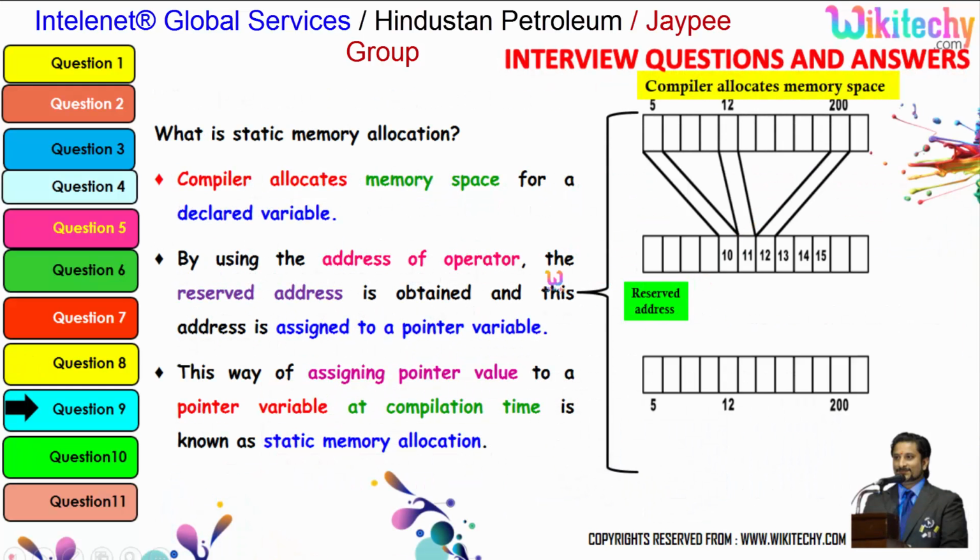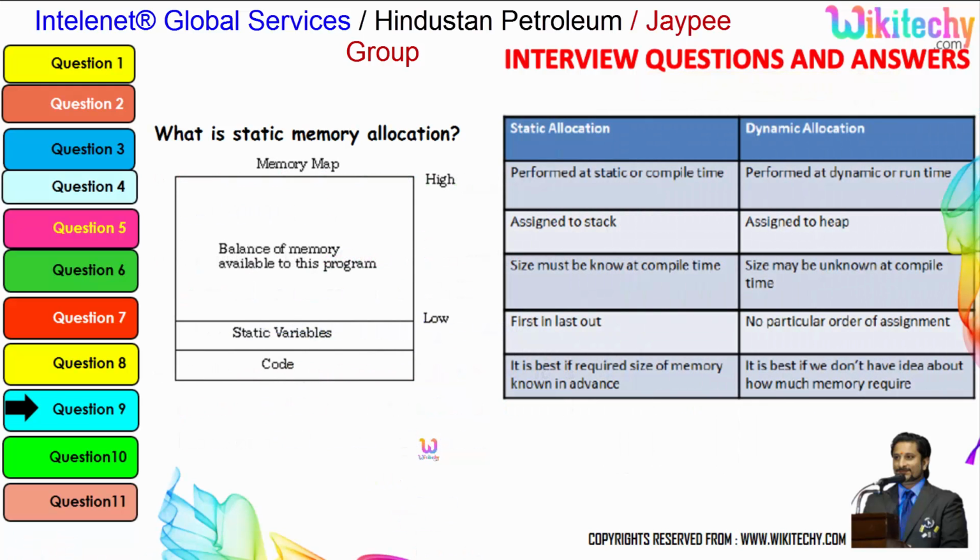Let's talk about a very important interview question: what is static memory allocation? The compiler allocates memory space for a declared variable. By using the address of operator, the reserved address is obtained and the address is assigned to a pointer variable. This way of assigning a pointer value to a pointer variable at compilation time is known as static memory allocation. You can see it here. Here is the variable. Once the variable is declared, the memory is automatically allocated and the rest of the memory is available for the program to execute.